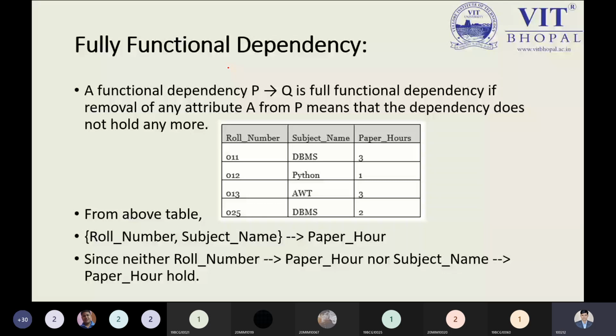So from this relation, you will be able to see the roll number we have, subject name we have, and paper hours we have. So paper hour is totally dependent on the roll number of the student and the subject name. Since we have roll number or paper hour, neither this relationship can withstand, and subject name and paper hour cannot hold. This subject name and paper hours cannot hold the information.